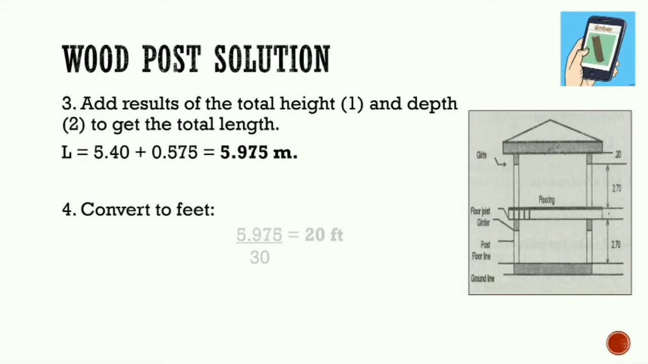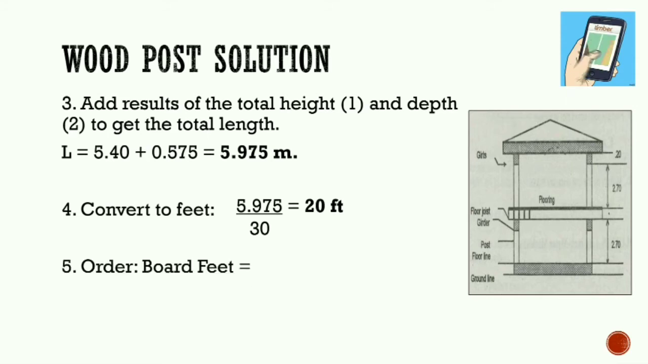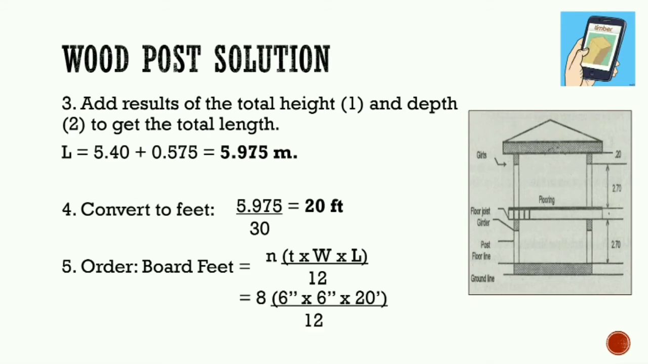In order to convert this into feet, you need to divide the 5.975 meters by 0.30, which will then become 20 feet. Now, for the board feet, you need to multiply the number of pieces times the thickness times the width times the length of the lumber over 12. The number of pieces would be 8, multiplied by 6 inches by 6 inches by 20 feet length, all over 12. You need to order 480 board feet.